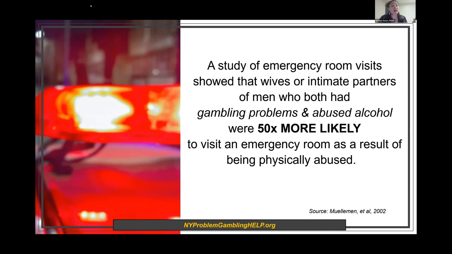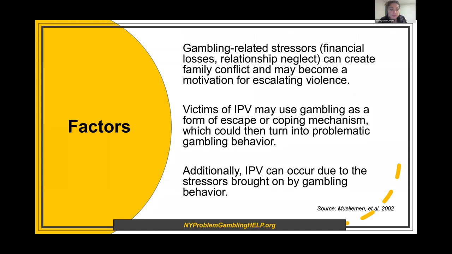So that's just a red flag to keep in mind if you are working with survivors who report that their domestic partner, or abuser, or perpetrator is using both gambling and alcohol. That can heighten the potential for the degree of violence that would land them in the emergency room. So we wanted to make sure everybody was aware of that very sobering and staggering statistic.